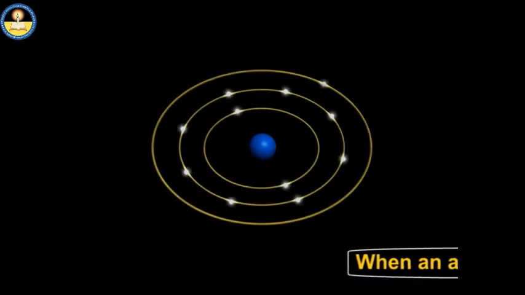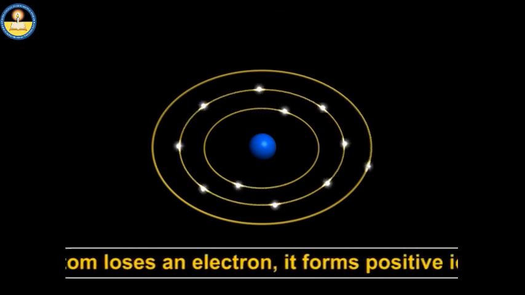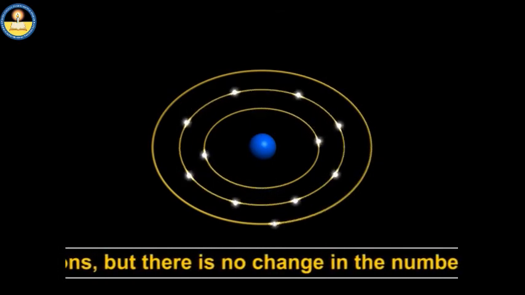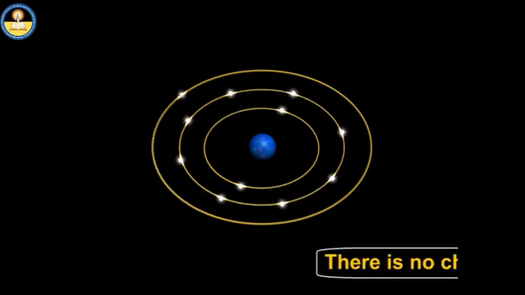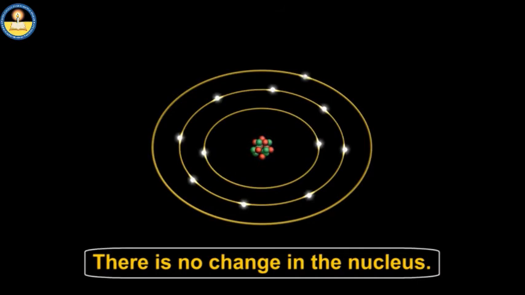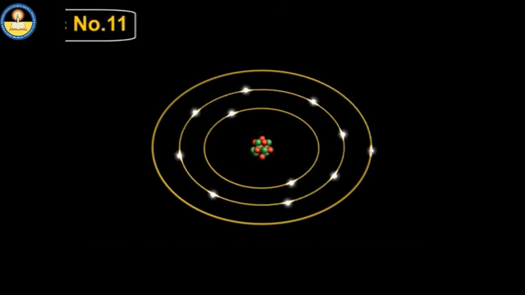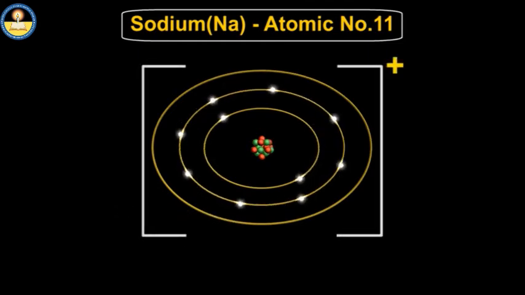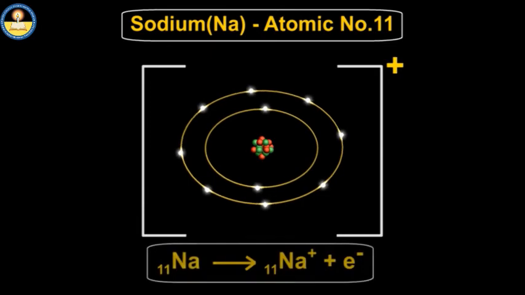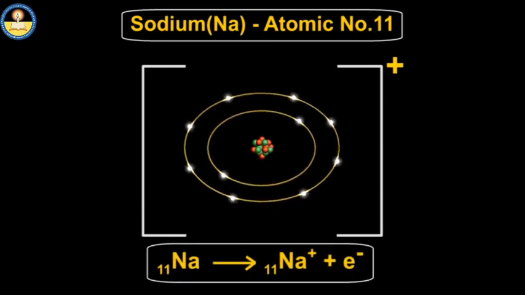When an atom loses an electron, it forms positive ions. But there is no change in the number of protons. There is no change in the nucleus. For example, sodium with atomic number 11 forms Na+ ion after losing one electron, but its atomic number is still 11. The number of electrons in the sodium ion is one less than the electrons present in the neutral sodium atom.